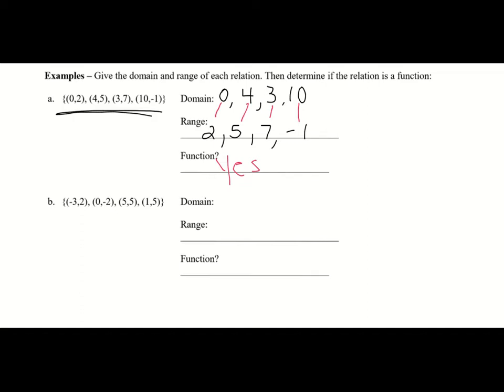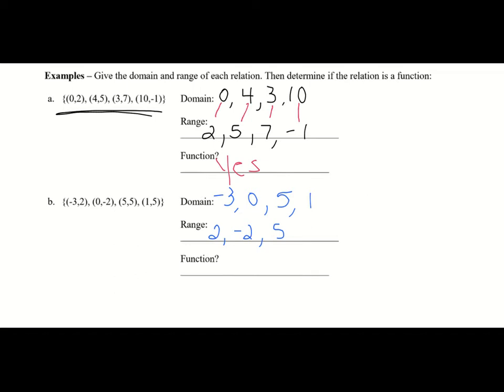All right, let's take a look at letter B. Our domain here is going to be -3, 0, 5, and 1. And then our range is 2, -2, and then we have 5 that repeats twice, but we only have to write it once.